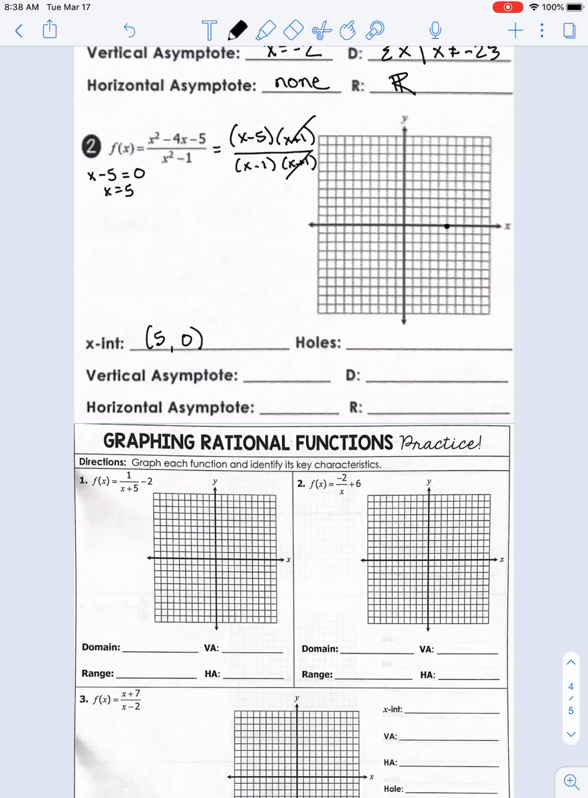Now if I try to do my vertical asymptotes, I can set the denominator equal to 0. So x minus 1 equals 0. And I get a vertical asymptote at x equals 1. I'm going to go to my graph and draw that.